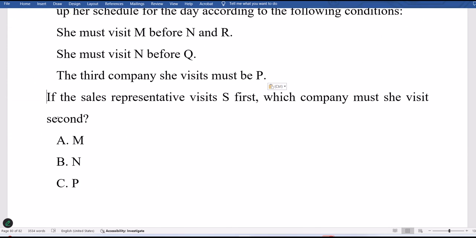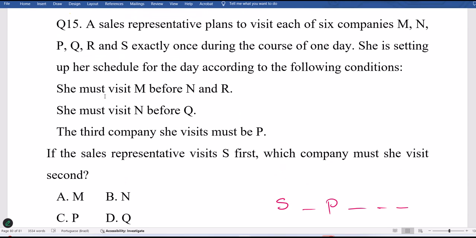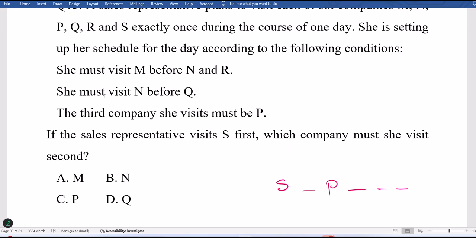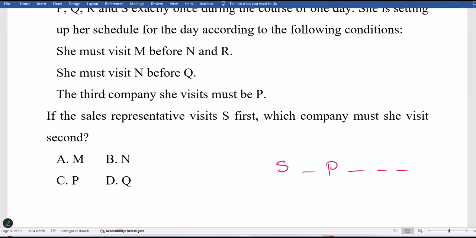Yeah. So the question is regarding, if S is the first one, and the third one, P, is already fixed. We have 6 things to complete, right? So M, N, P, Q, R, S, 6 companies, scheduled from one. S is first, third is already P.